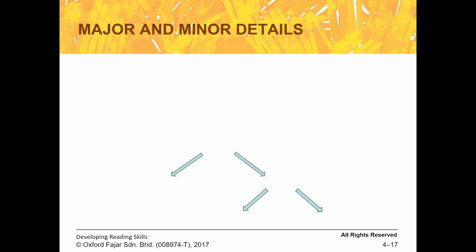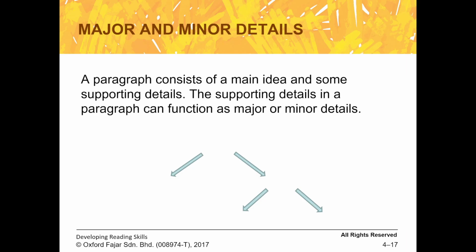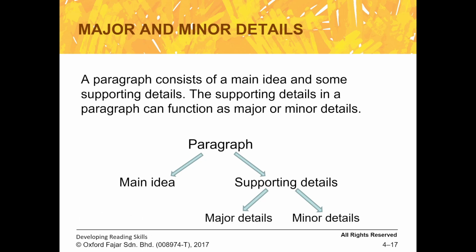Right, let's look at major and minor details, what those two are about. So a paragraph consists of a main idea and some supporting details. Supporting details in a paragraph can function as major or minor details. This is a graph, the picture showing the inner working of a paragraph. So we have the paragraph, then we have the main idea and the supporting details, and then the supporting details will be separated into major and minor details.